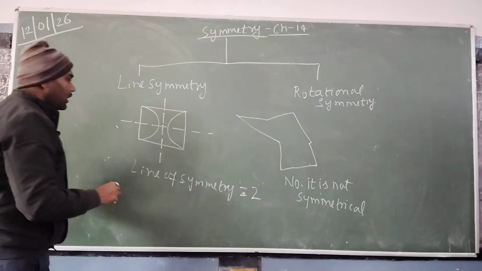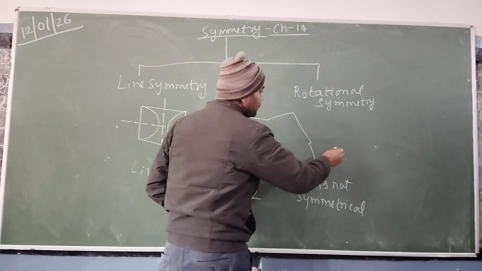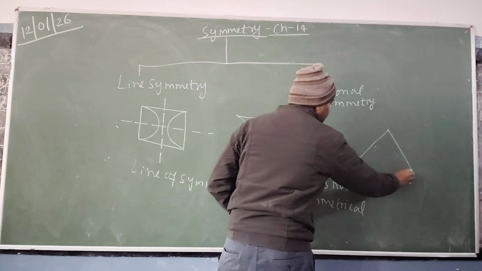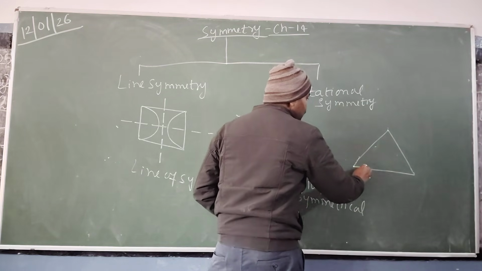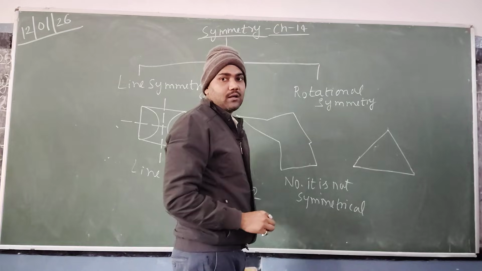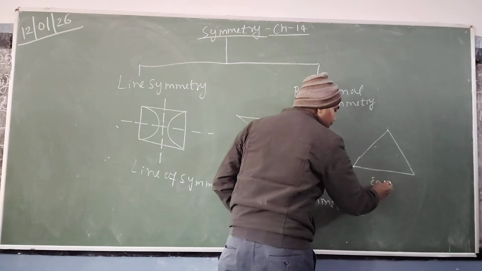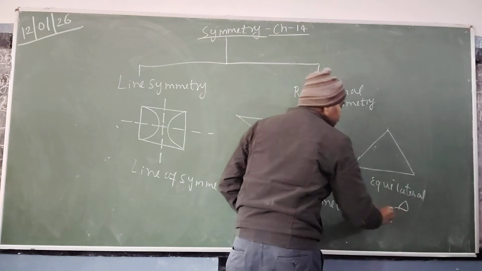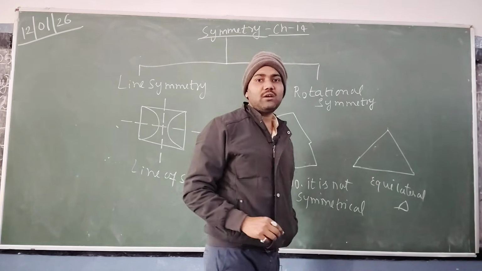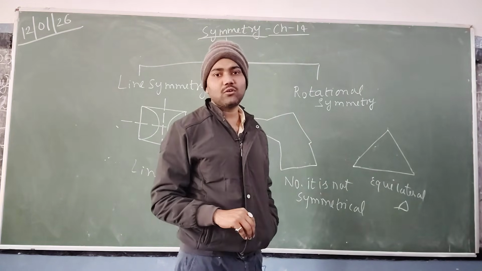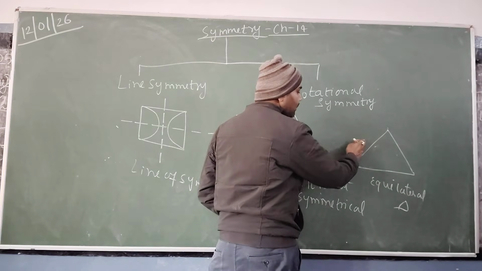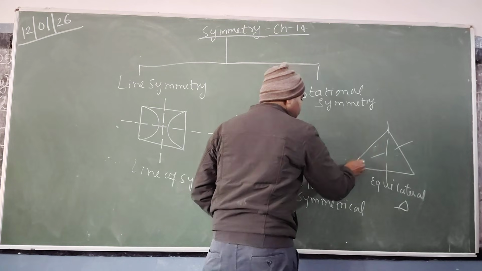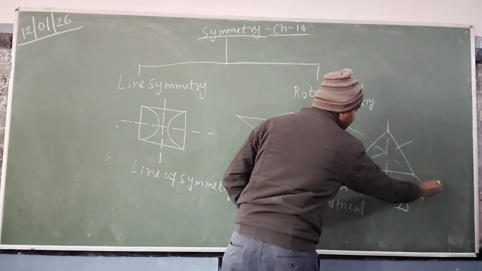For example, suppose we have an equilateral triangle. We all know that in an equilateral triangle all three sides are the same. In the question it is asked how many lines of symmetry this equilateral triangle will have. How many sides does it have? It has three sides. So it has 3 lines of symmetry. Understood? 3 lines of symmetry it has, like this.